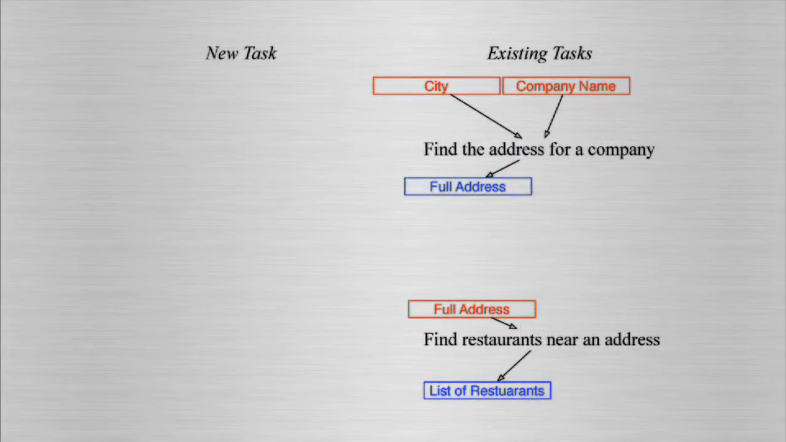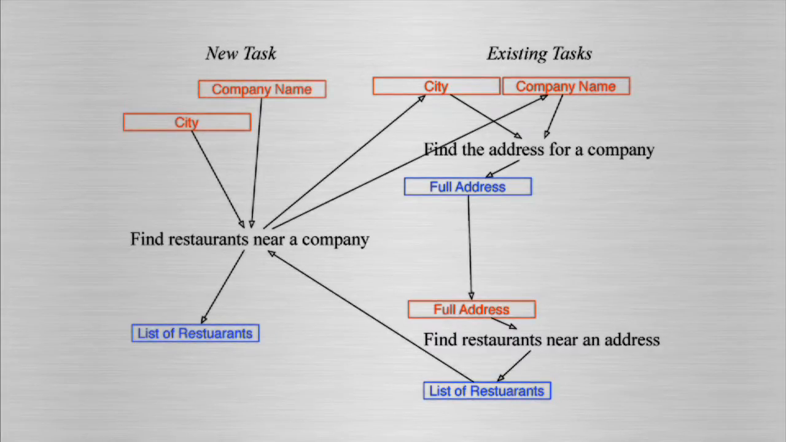Consider a simple example of defining a new task. You want to define a task to find restaurants near companies that you visit. This is done easily as you can reuse tasks previously defined. We assume that you have two tasks already defined. One to find the address of a company, and the other to find restaurants near an address. In this session, you define a new task that combines these capabilities. PLOW connects the input and output parameters appropriately so that the combination works.